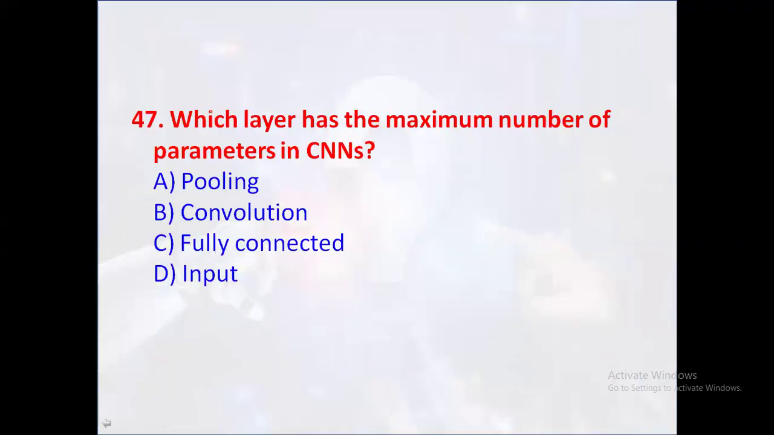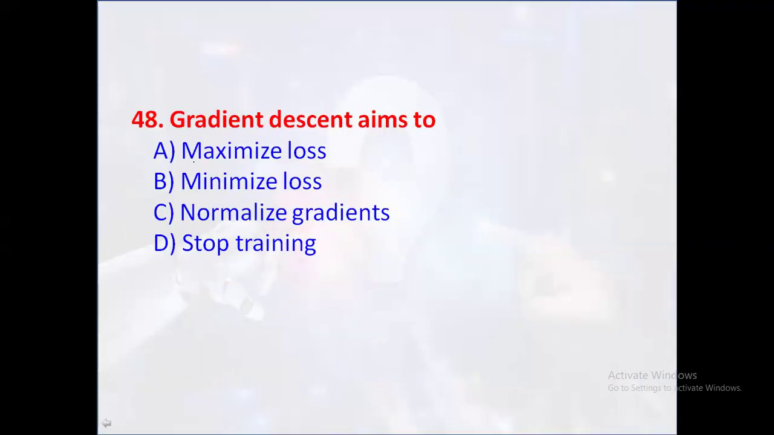Next question is, which layer has the maximum number of parameters in CNN? Pooling, convolution, fully connected, and input. You know that it is the fully connected network. Next, gradient descent aims to maximize loss, minimize loss, normalize gradient, stop training. The answer is minimize loss.